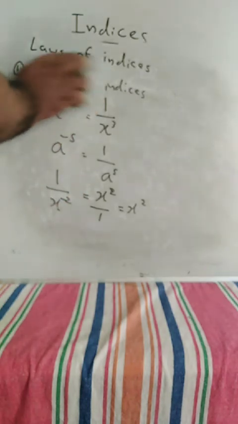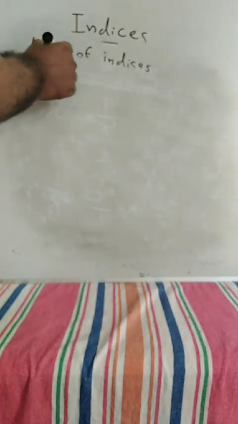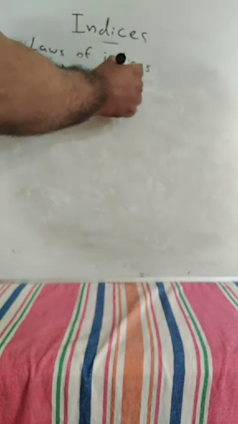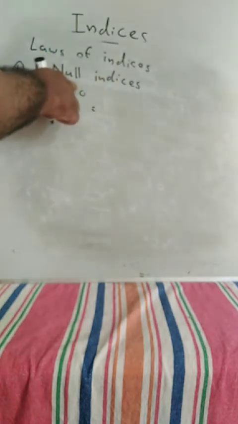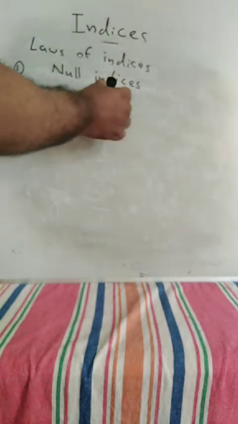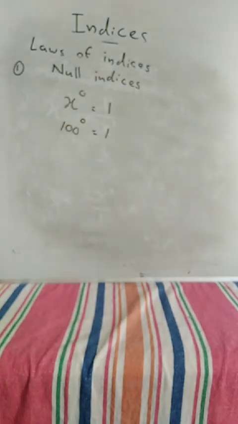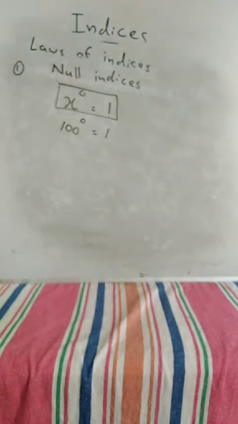Then null indices. The null index means x to the power 0. Here, whenever the power is 0, the answer is 1. Then 100 to the power 0, answer is 1. You should know this, right? Now today we discussed indices.